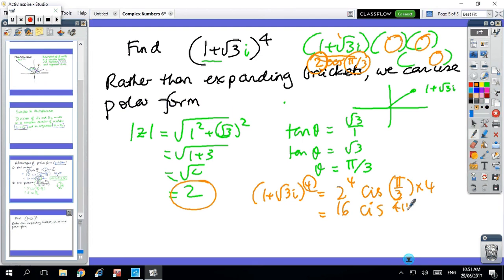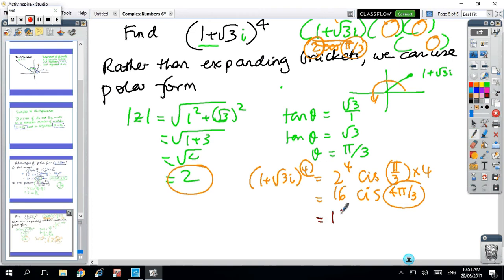Now, 4 pi on 3 has gone past that position, so we can't have that as our final answer. If you go 4 pi on 3 that way, then you're 2 pi on 3 backwards, because then you've got 6 pi on 3, which is 2 pi. And so the answer ends up being 16 cis minus 2 pi on 3. Okay, and that's the end of that video. There'll be practice for this on the worksheets.